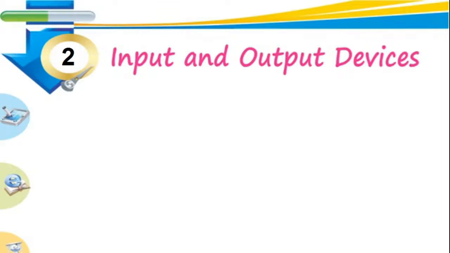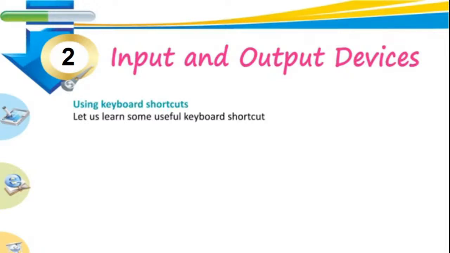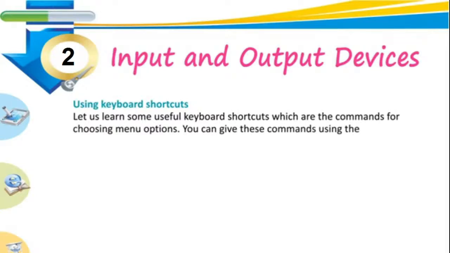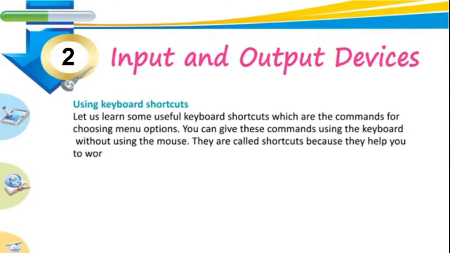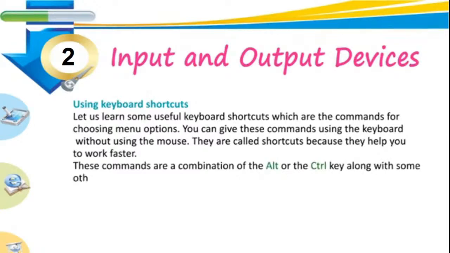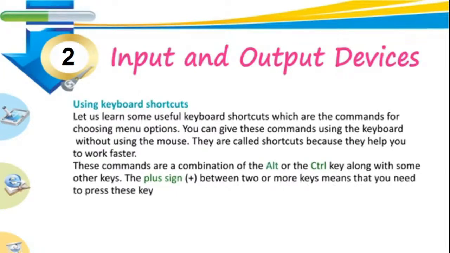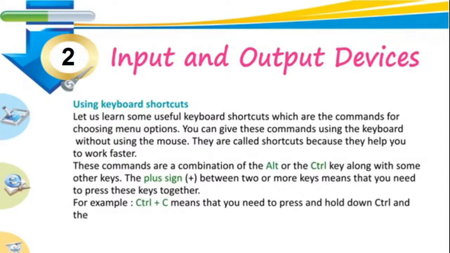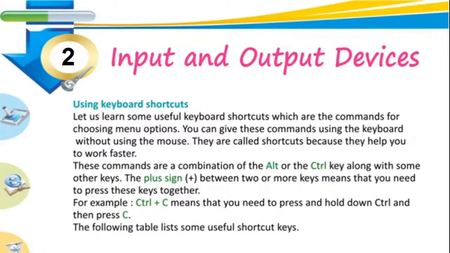Keyboard. Using keyboard shortcuts. Let us learn some useful keyboard shortcuts, which are the commands for choosing menu options. You can give these commands using the keyboard without using the mouse. They are called shortcuts because they help you to work faster. These commands are a combination of Alt or the Control key along with some other keys. The plus sign between two or more keys means that you need to press these keys together. For example, Control plus C means that you need to press and hold down Control and then press C. The following table lists some useful shortcut keys.